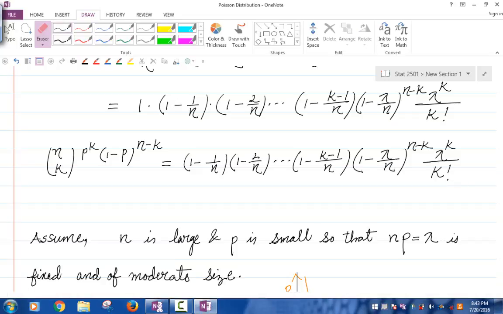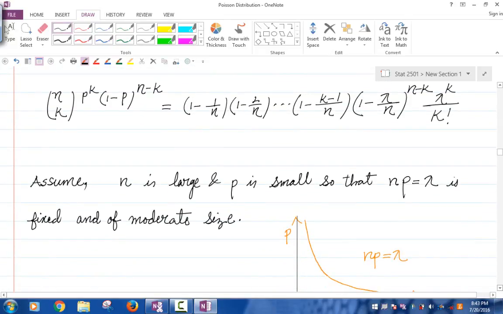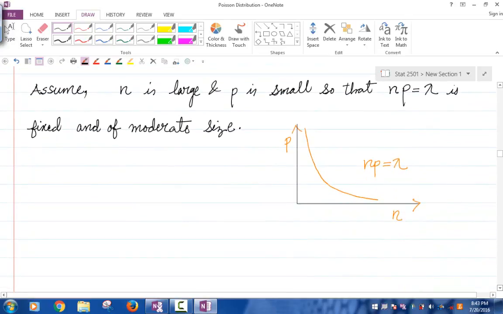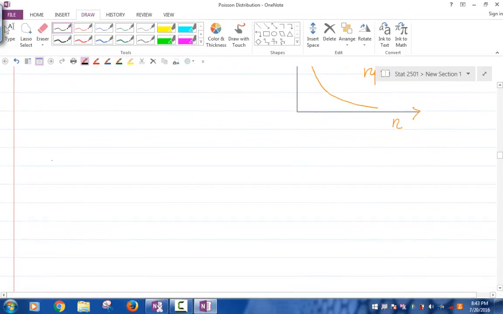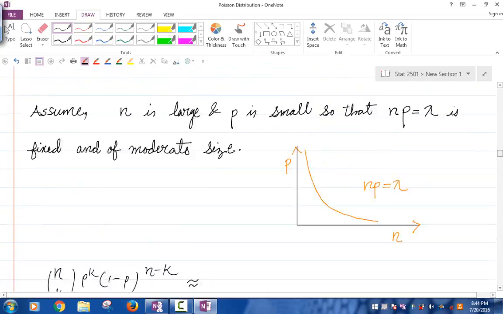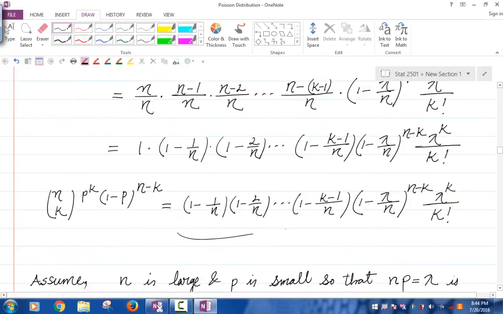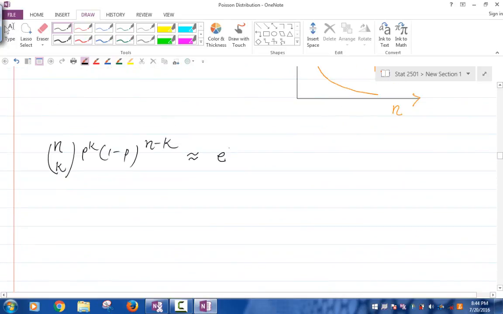So finally we could say the following: assuming that n is big and p is small accordingly, so that n times p is fixed lambda, what we could say now is that n choose k, p to the k, 1 minus p to the n minus k is going to be approximately what I get when I take the limit of this side as n goes to infinity, and that is going to be e to the minus lambda, lambda to the k over k factorial. And notice that this is the PMF of the Poisson distribution.